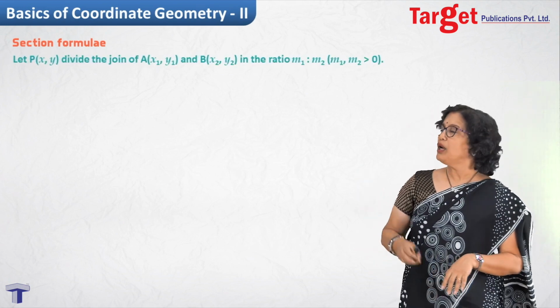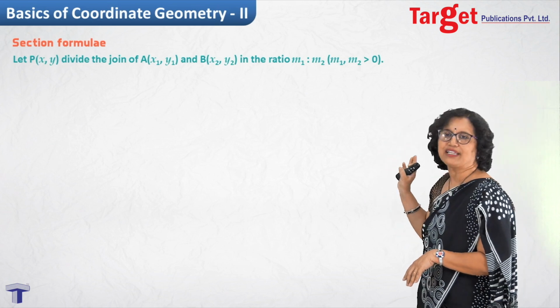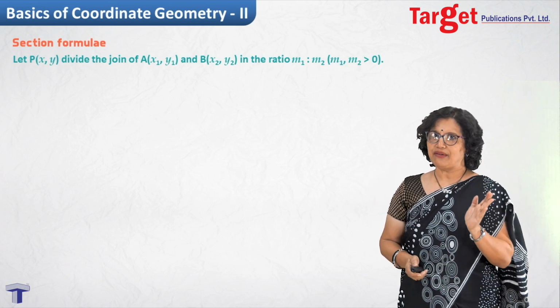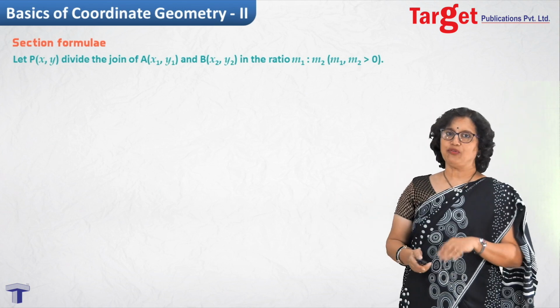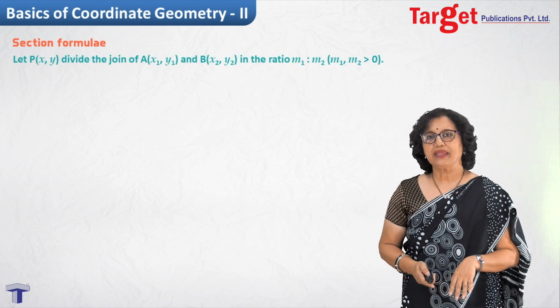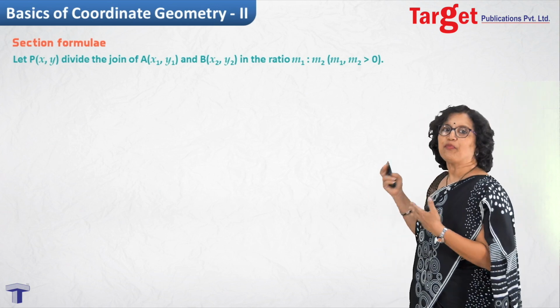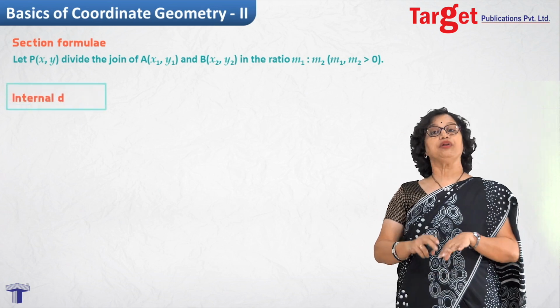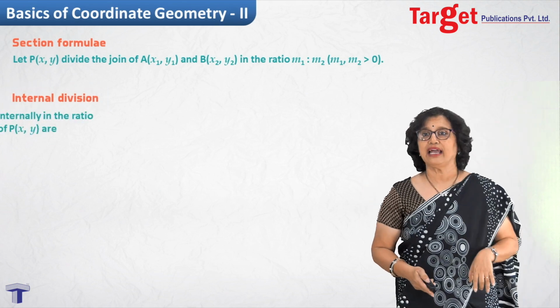Now, if two points are given to you, say A and B, with coordinates x1, y1 and x2, y2, and there is a point P which divides the join of A and B in the ratio m1 is to m2, where m1 and m2 I am taking positive. When I say this, I don't know where that point P is. So there could be two types. One is internal division. That means point P is between A and B.